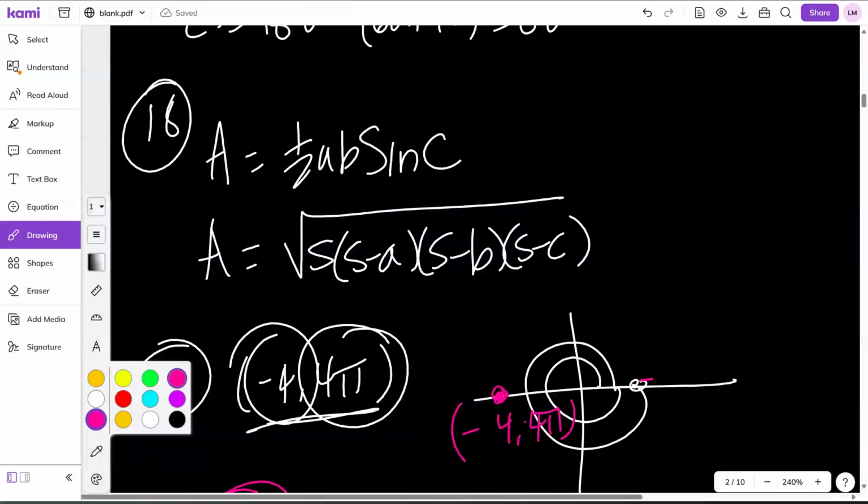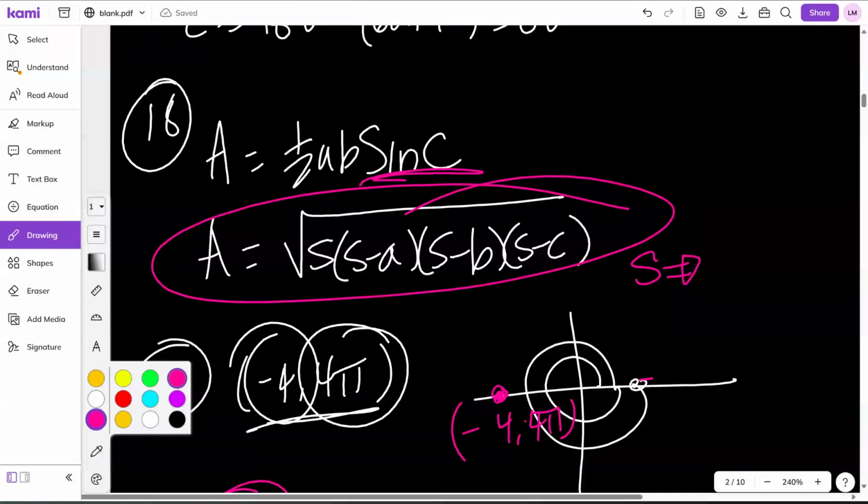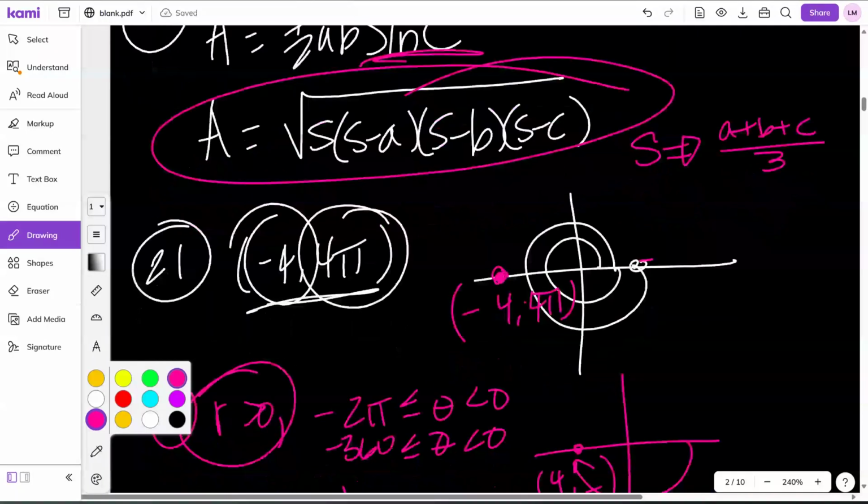18, you have to find the area of a non-right triangle and then a rectangle. You can do the rectangle. The non-right triangle, if I have an angle, I can use this one. If I don't have an angle, I use this one. S is the semi-perimeter. So it's been a while since we've done this. So I add A, B, and C together and divide by 3. And that's the S part. A, B, and C are the sides of the triangle.